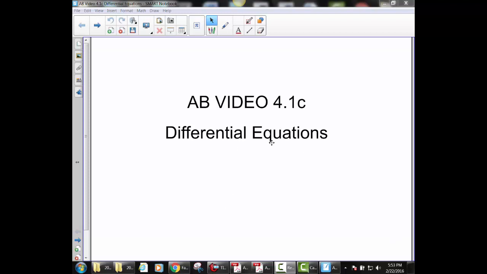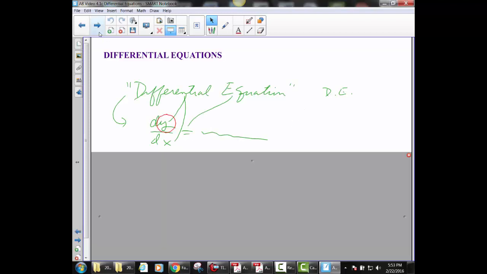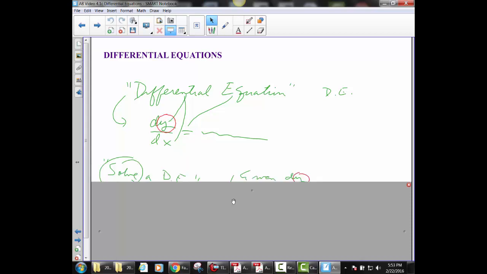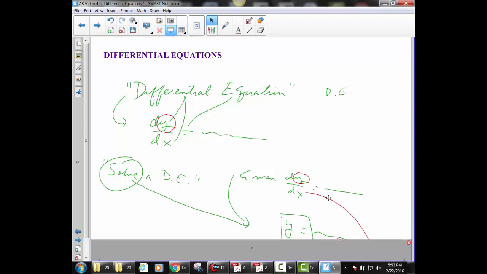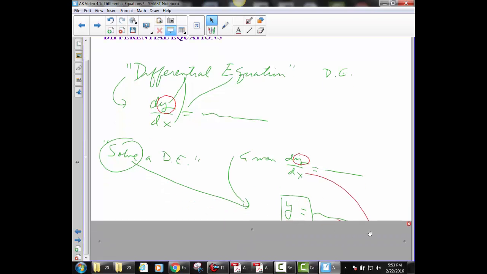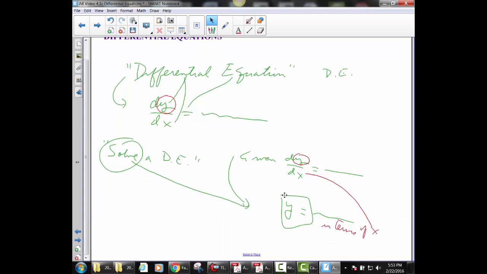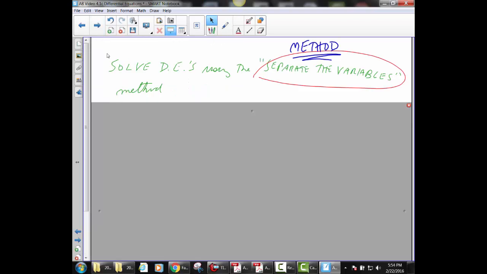So these are equations that have derivatives in them. Pretty straightforward. It's an equation, so it's got an equal sign, and it's got a derivative in it. It's got a differential in it, a dy, a dx. So to solve a differential equation, they're going to give you dy dx equals. To solve it means to find the function y whose derivative you were given. What is y in terms of x?